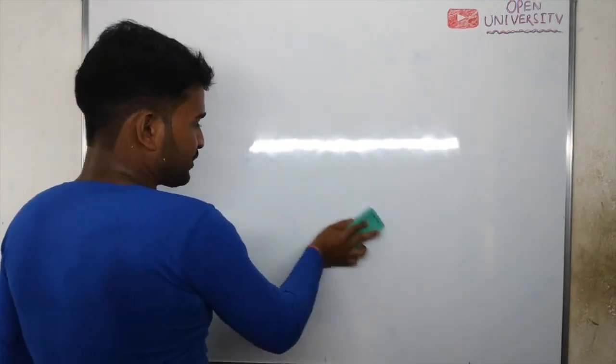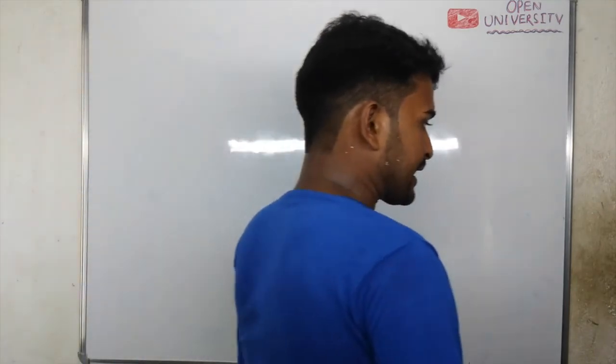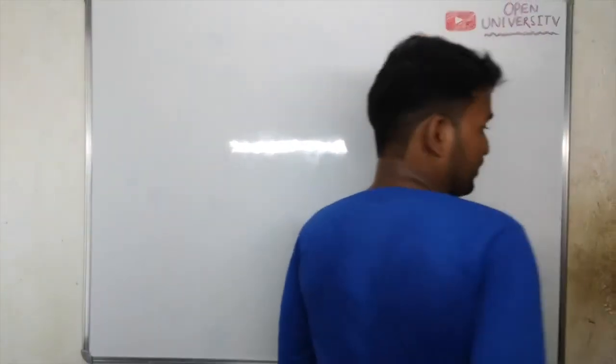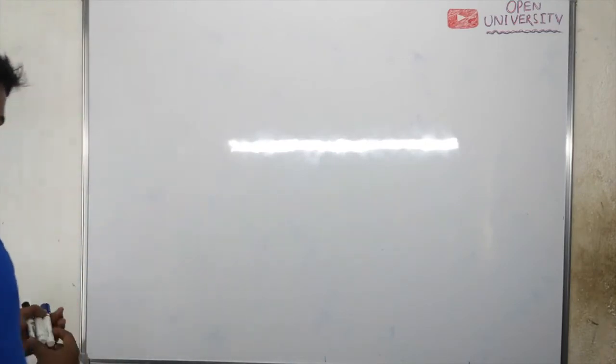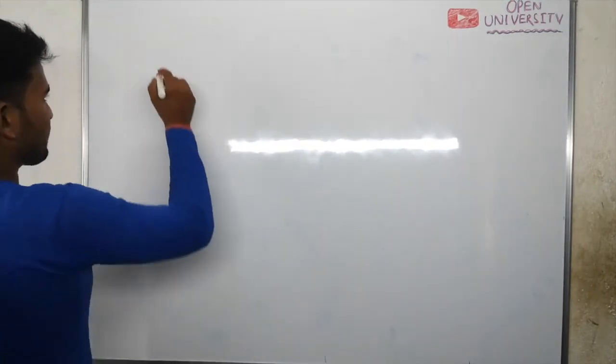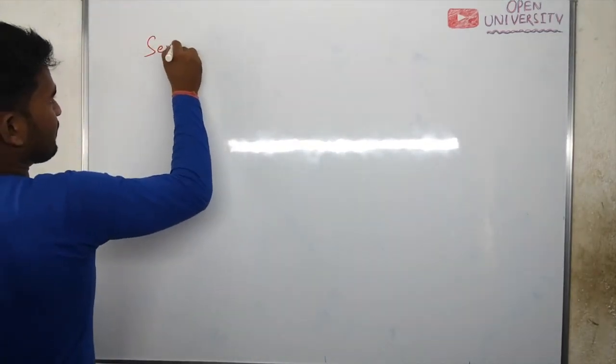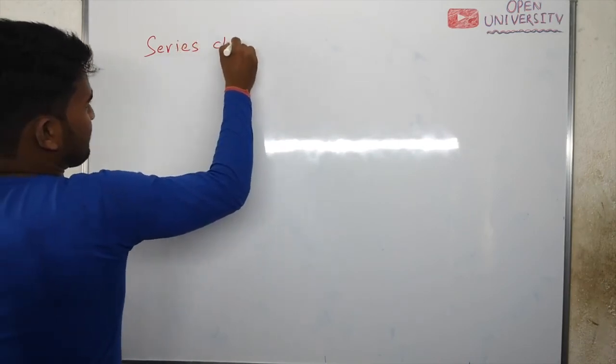Shunt clipper was of two types: one is negative clipper and the other is positive clipper. Series clipper is also two types. So give the heading, series clipper.